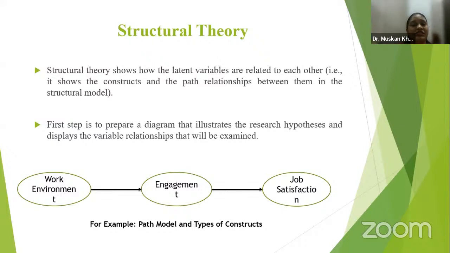and to illustrate the research hypothesis, and to display the relationship which we are trying to explain. Like this is the work environment, variable 1. Here is the engagement as a mediating variable, and here is the job satisfaction as the dependent variable. So we are trying to analyze the relationship of work environment with engagement, and engagement with job satisfaction, and work environment with job satisfaction if I consider employee engagement as the mediator. So we can exchange the relationship also. We can analyze mediation and moderation also with the help of PLS-SEM.